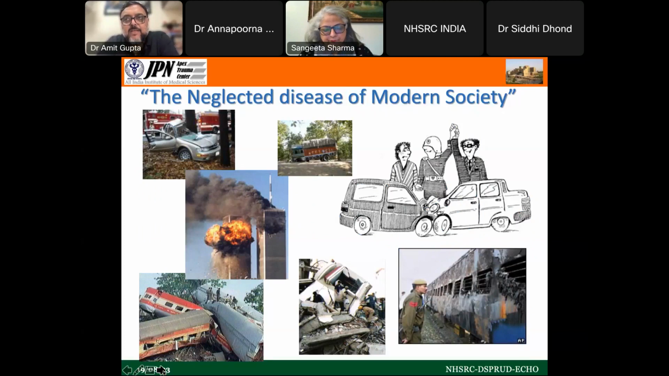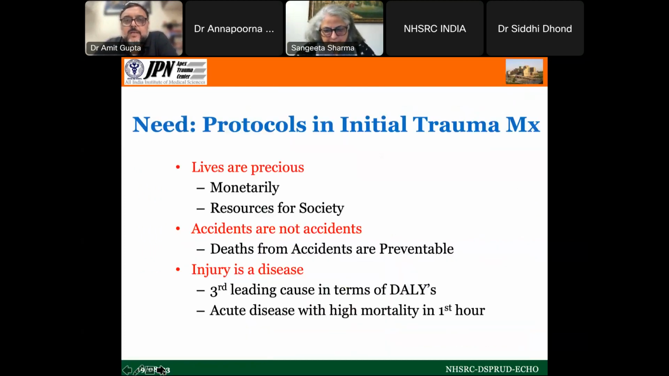It is actually known as the neglected disease of modern society, because injury has taken a toll of unnecessary lives. It's not that injury did not happen earlier. In fact, injuries are as old as humankind. Initially, we were fighting nature. Then we started fighting each other in wars. So injury has been there from time immemorial, but it's only recently that we actually started counting lives as socio-economic resources. Lives are precious, definitely, both monetarily and as resources for the society.